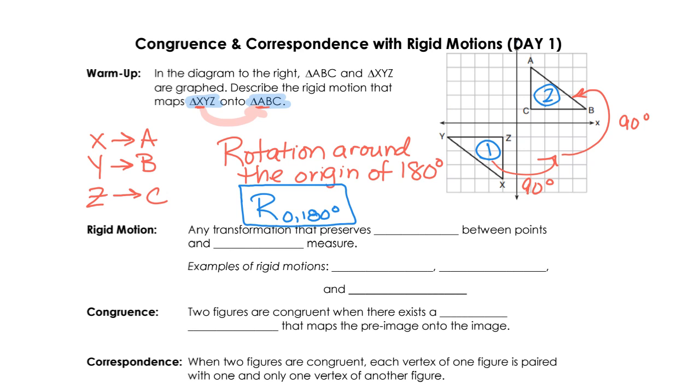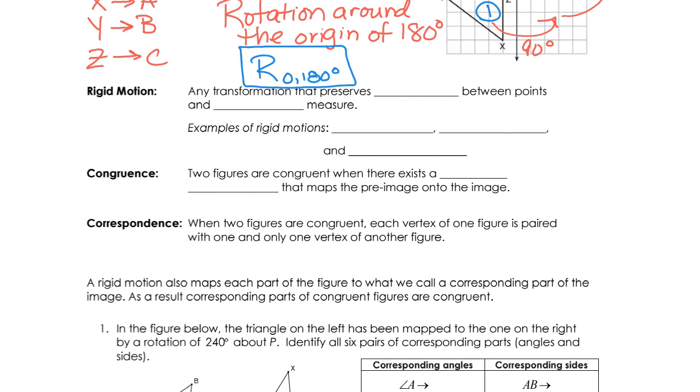All right, guys, we're going to talk about rigid motions, which we've talked about before. It's any transformation that preserves distance between the points, which means that the sides stay the same size. So whatever the length of the sides were, that distance will stay the same. And it also preserves the angle measure, which means that the angles will keep the triangle's shape the same.